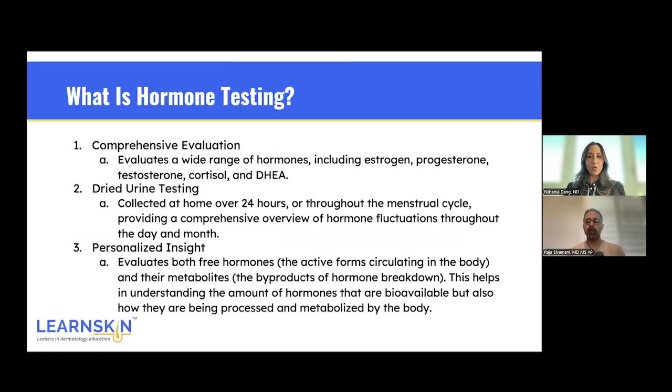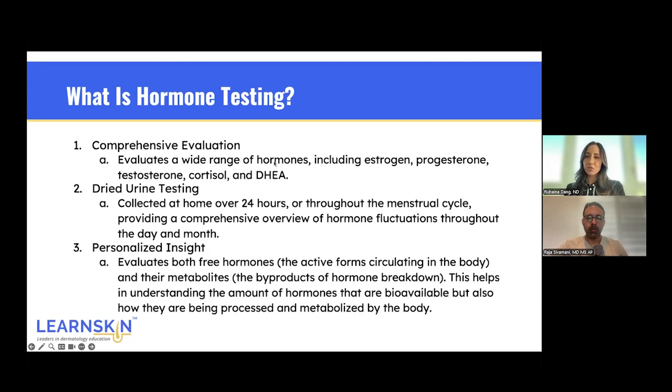We can now look at hormones through urine and newly through saliva too. So I know today we're going to be talking more about urine hormone testing. The reason there are so many different options out there is because urine and saliva can now tell us more about how hormones are bioavailable, as well as their metabolites. So it'll tell us more of the active forms that are circulating in the body, the metabolites, the byproducts of certain hormones. So we can now break down estrogen.